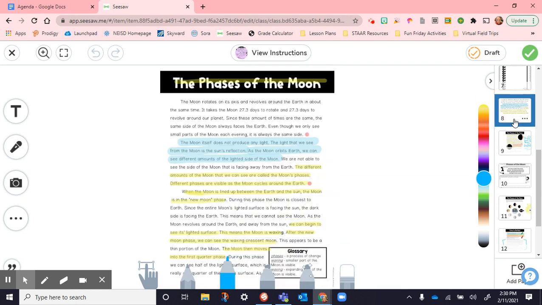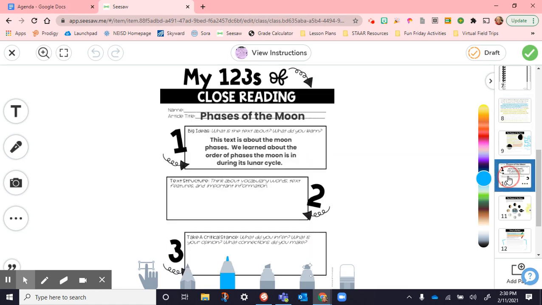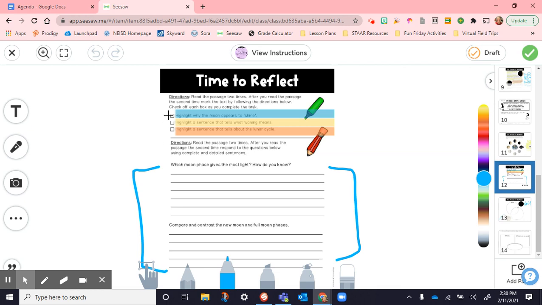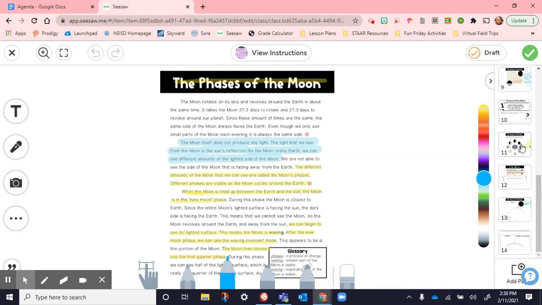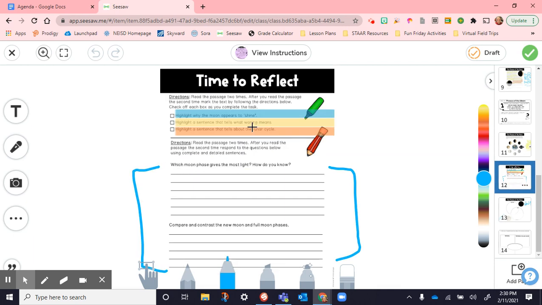All right, so we did a second reading. If you remember when we talked about this at the first, we said every time we're doing this closed reading, every time we read it, we're digging a little bit deeper, or we'll go look for something specific. And so today we read it again, and then we went to page 12, and we went back and looked for things that talked about why the moon appears to shine. So we went back to our text, we highlighted that yellow, and we talked about how it's reflecting the sun's light. And then we talked about what waning means, went back and found that, talked about the lunar cycle.